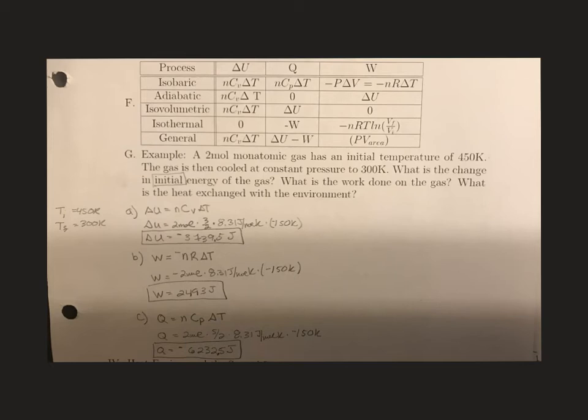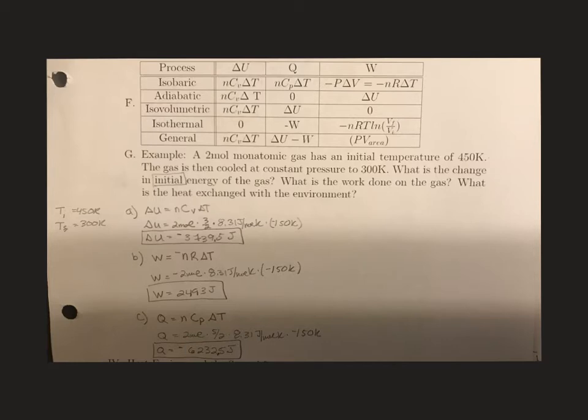In this video, we are going to cover an example problem where we have a 2 mole monatomic gas that has an initial temperature of 450 Kelvin, and the gas is then cooled under a constant pressure to 300 Kelvin. We want to know what the change in internal energy is, what the work done on the gas is, and what is the heat exchange with the environment.